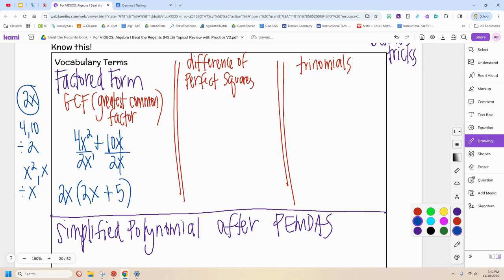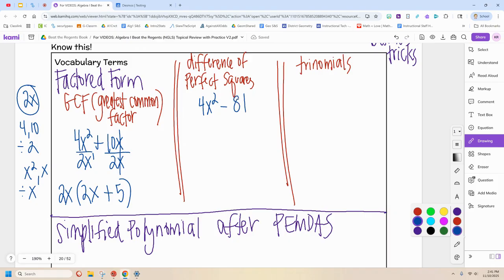Another type of factoring is a difference of perfect squares. Now, difference means subtraction. So we might have something like 4x squared minus 81.